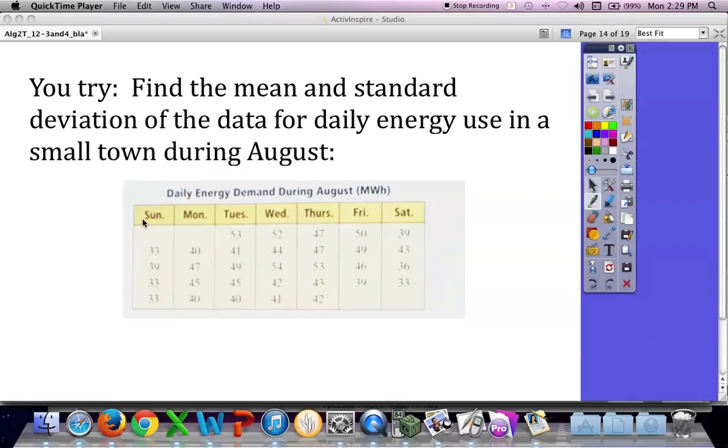And it says that the mean is 43.2 and the standard deviation is about 6.